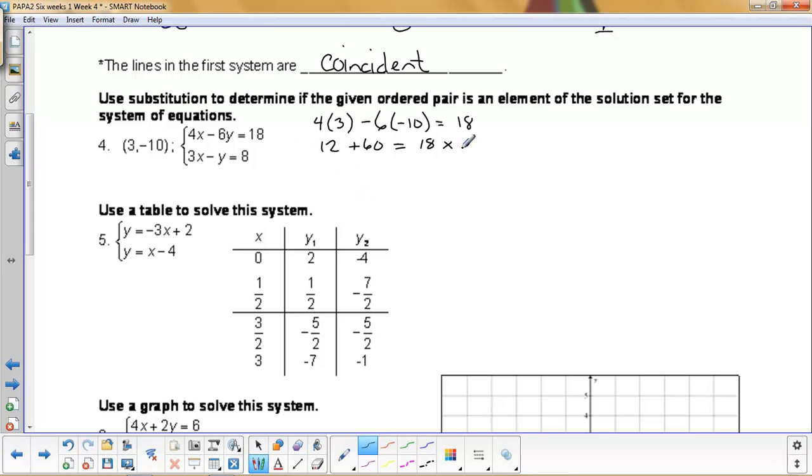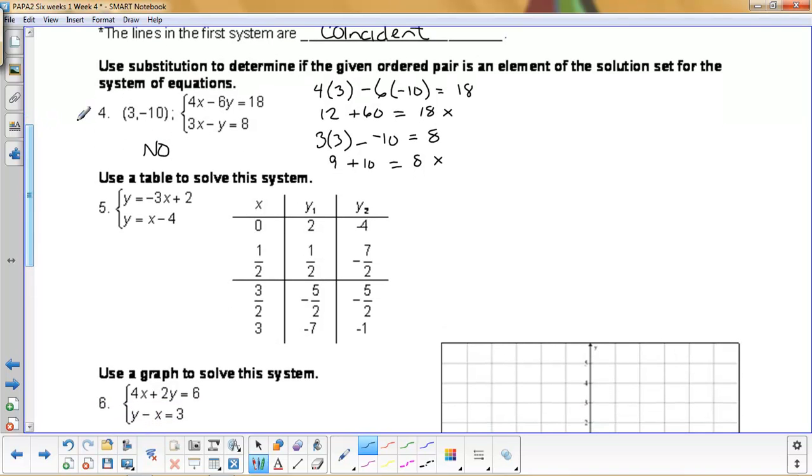Now recall that if this was a check mark and this one worked out, that you would have to solve that one as well to make sure that it was a solution for both, because it must be the solution for both in order for it to work. So we will go ahead and finish this out. 3 minus a negative 10 should equal 8. Well, that's 3 plus 10, which is 13. That is not true. Cross that off. The answer to this is no. Remember, you must have a true and a true statement in order for 3, negative 10 to be a solution to a system.